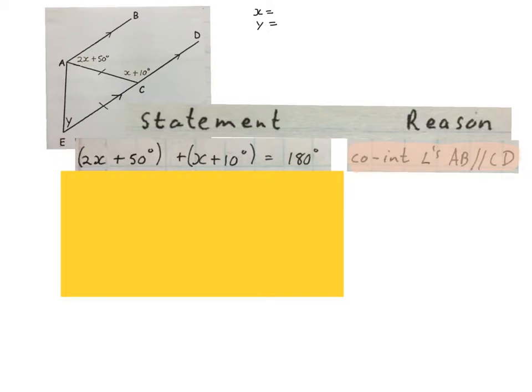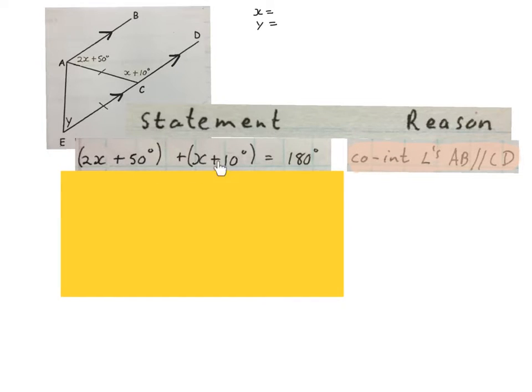Remember, whenever you answer a geometry question, you must write down a statement and a reason. So if you say something, you must say why you are saying it, with what geometry rules you are using. So what I did is I took this 2x plus 50 plus the x plus 10, the co-interior angles here, I added them and it will give me 180 degrees. Why? Because co-interior angles, when lines are parallel, will add up to 180.